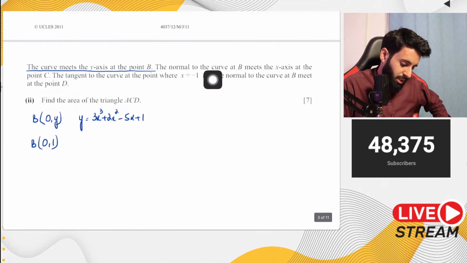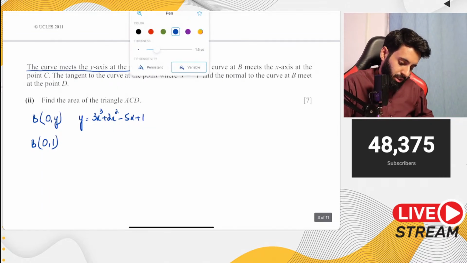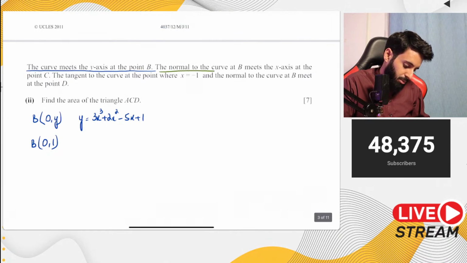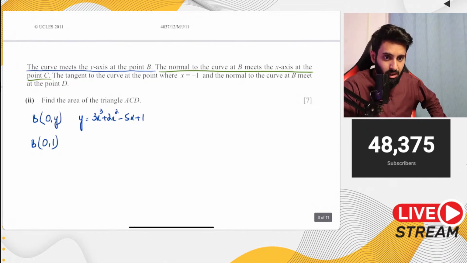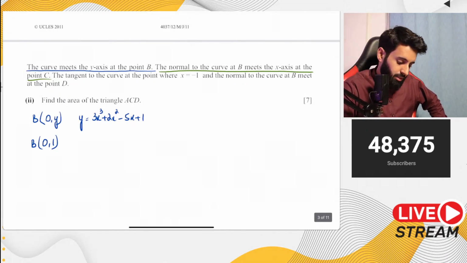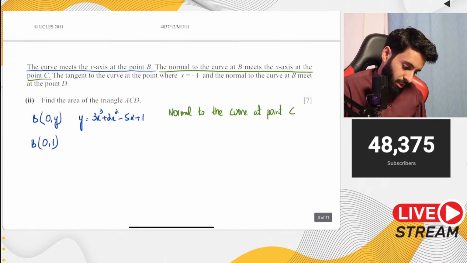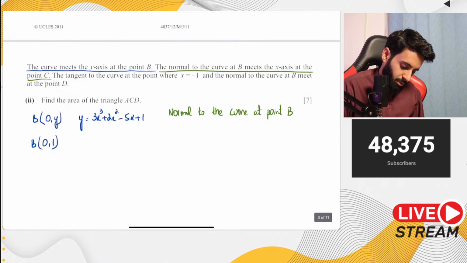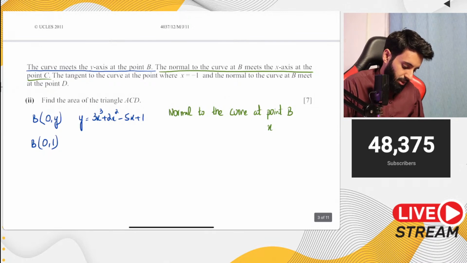Then it says the normal to the curve at B meets the x-axis at the point C. So again, we now have a new objective, and that is we now need to find the equation of the normal to the curve at B. Why? Because we need to find point C, and point C is where the normal meets the x-axis. So the new objective is the normal to the curve at point B, which basically means at x equals 0, or you can write the coordinates of B as (0, 1).